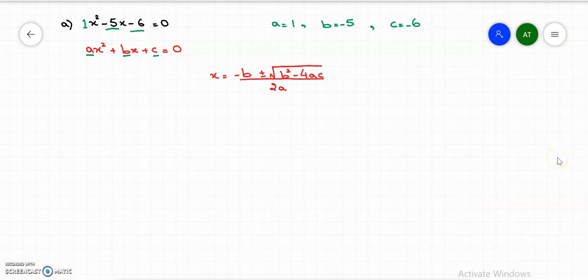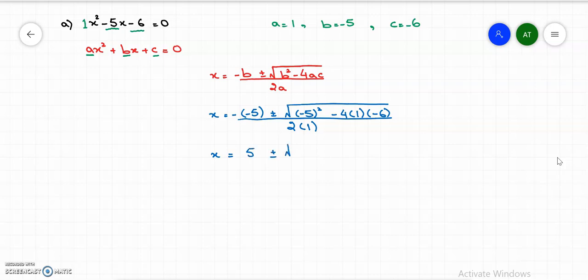Okay, so x would be equals to negative b value, that is negative 5, so we can say that negative 5 plus minus square root b square is minus 5 whole square minus 4 times a is 1 times c is negative 6, and this whole divides 2 times of a, that is equals to 1.